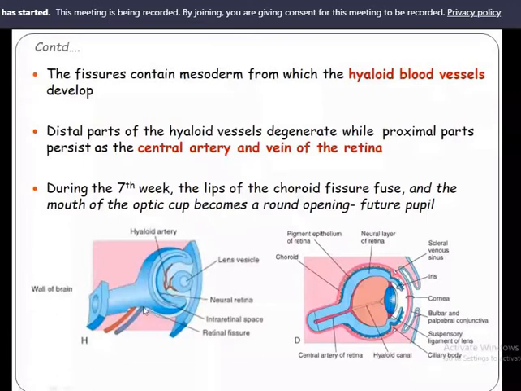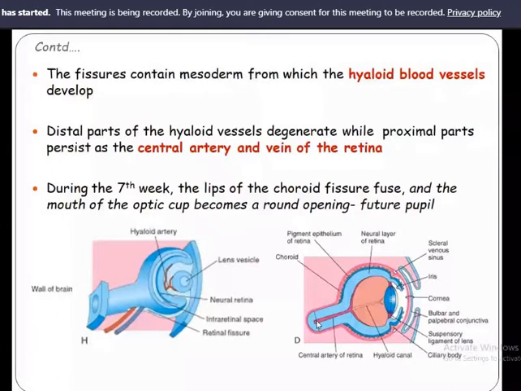Can you see the blood vessel over here? Hyaloid blood vessels, artery and vein, are there. Now for these hyaloid blood vessels, you just see, this is the distal part and this one is known as the proximal part. As I said before, the choroid fissure will appear on the ventral surface of the optic cup and it will also extend to the optic stalk.